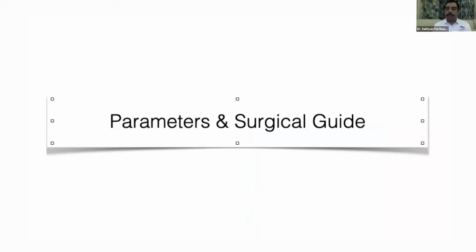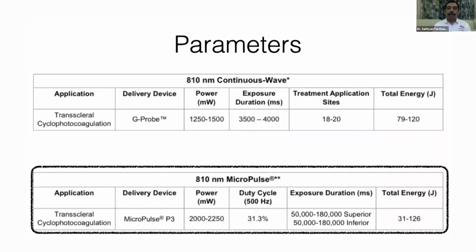So what are the parameters and the surgical guide? I've given you two settings here. One is for the transscleral cyclophotocoagulation with the continuous wave probe, which I'm not going to discuss now. I'm going to focus only on the transscleral cyclophotocoagulation with the MicroPulse P3 probe.